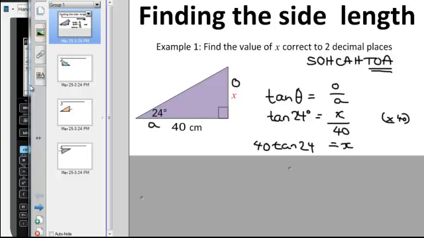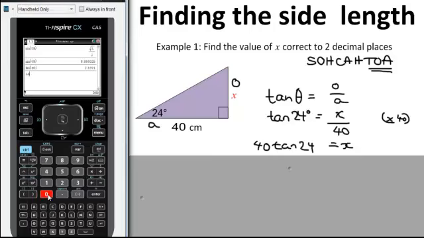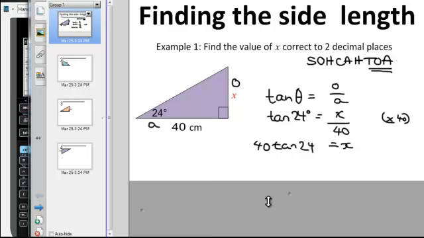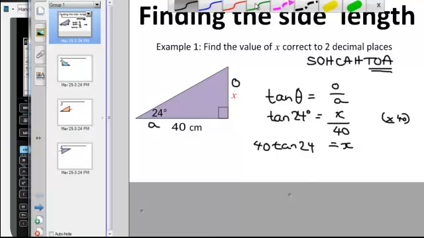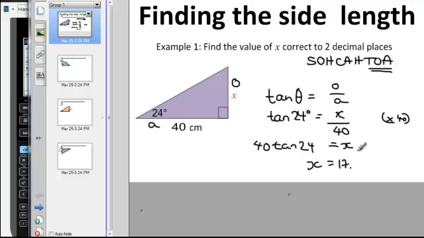So let's go back to our calculator and put that in. So I'm going to do 40 times the tan of 24 degrees, and if I do Control Enter, I'll get my answer as a decimal, and so my answer there is, I'm getting x is 17.81 centimeters to 2 decimal places.